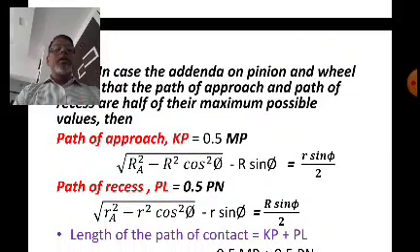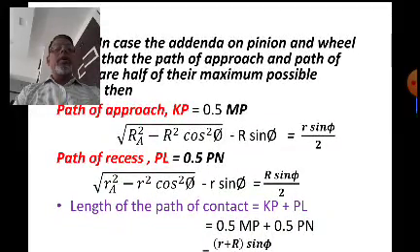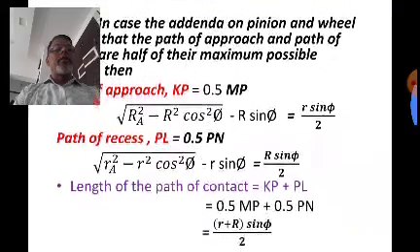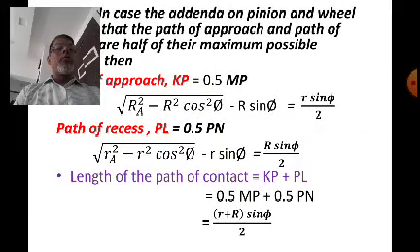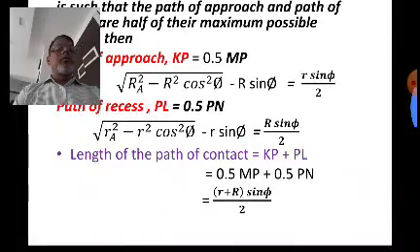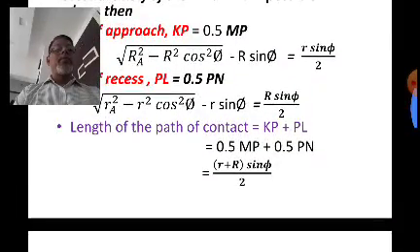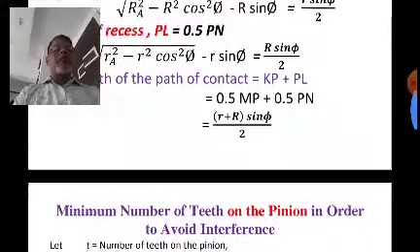divided by 2. Similarly, the path of recess, PL equal to 0.5, how do we calculate? Under root of small RA square, where RA is the radius of the addendum circle of the pinion, minus small r square cos square phi, minus R sin phi, equal to R sin phi divided by 2. So the length of path of contact is 0.5 MP plus 0.5 PN, that is R plus R sin phi.